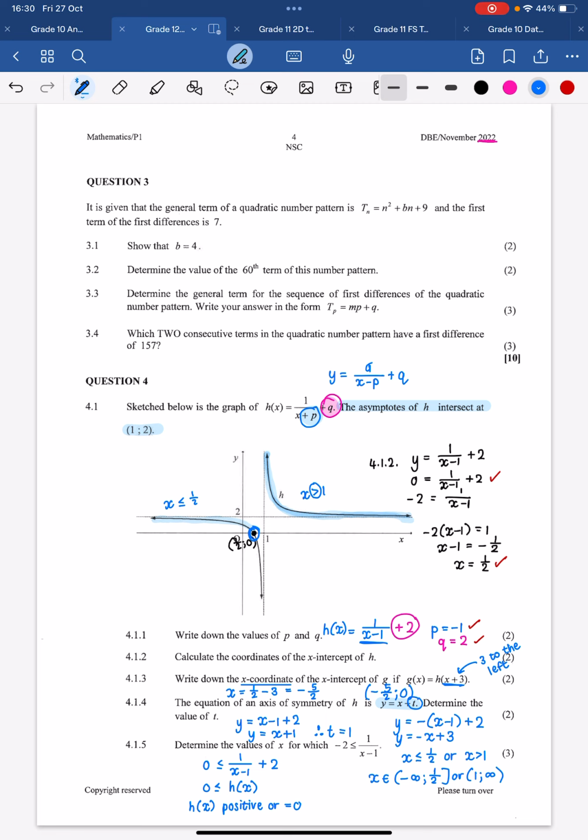Okay, let's quickly see. All right. I am going to the equation of G only.